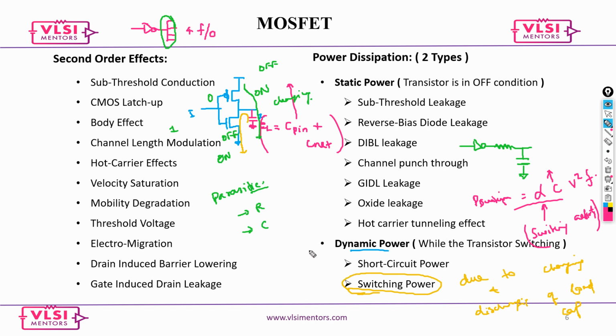Okay, and then the next thing is your short circuit power. What is the meaning of short circuit power? Say, for example, you have a signal that is going from 0 to 1. During this state, what actually happens? PMOS is on because it is 0, and the NMOS is going to be off. Now here, PMOS is going to be off, and your NMOS is going to be on. What will happen during this time?